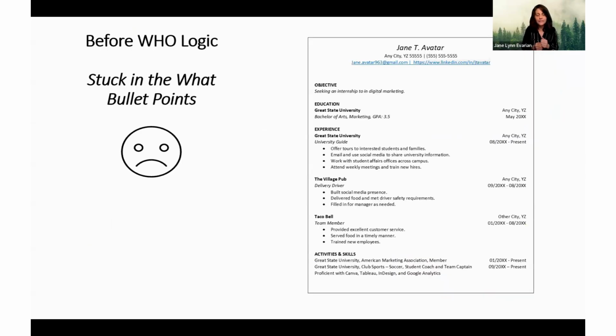All right, this is an example. I know the font is small here, but if you tuck your head in close to the screen, you can probably see what I'm saying. This is a stuck in the what bullet pointed resume. All the sections are great. They've got contact information, their objective, education, experience, activities, and skills. But when we start reading these bullet points, and yeah, I'm calling them bullet points because they are not value points, they're just listing the work that they did.